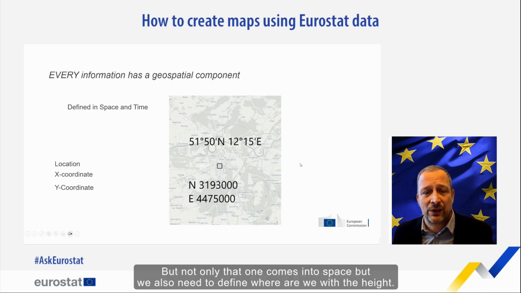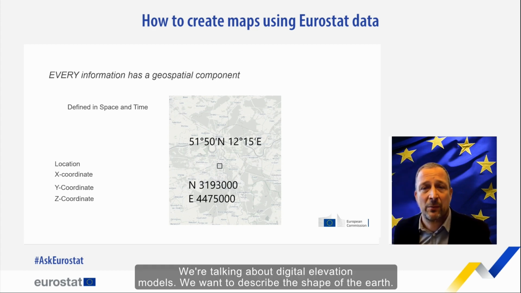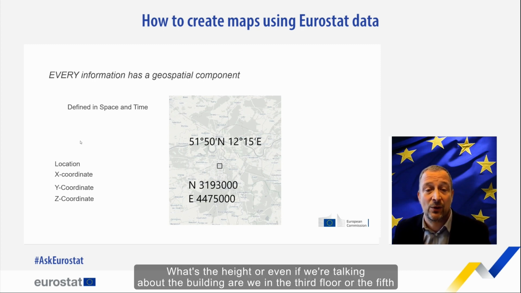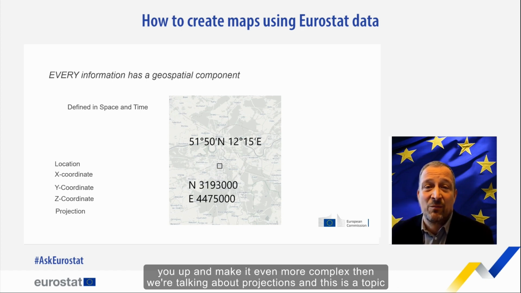But not only that comes into space, we also need to define where we are with a height. If we're talking about digital elevation models, we want to describe the shape of the Earth, what's a height, or even if we're talking about a building, are we on the 3rd floor or the 5th floor, then we might need to introduce also the Z coordinate. But I just want to make it even more complex.